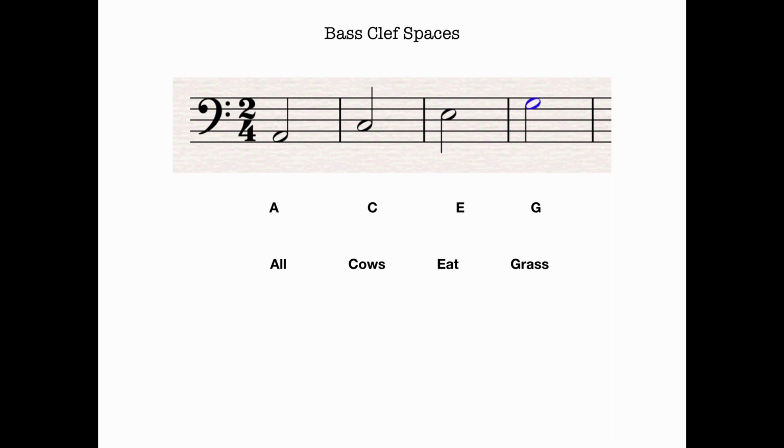And now we're going to go on to the bass clef. So the staff still has 5 lines and 4 spaces. However, because the bass clef is at the beginning, the notes that are indicated also change. So the bottom space of the bass clef is the note A, the second C, third E, and fourth G. The rhyme that is commonly used is all cows eat grass. However, again, use whichever system you like.